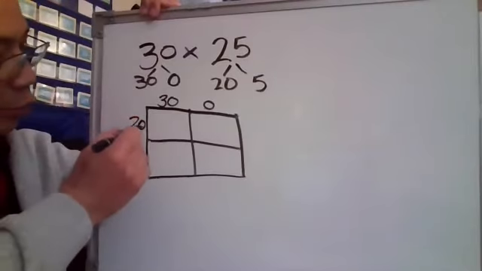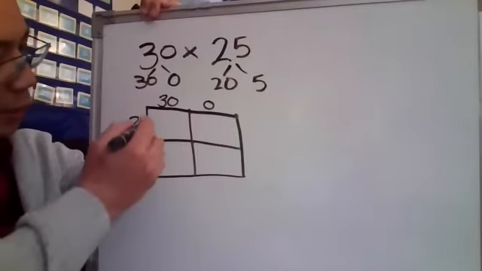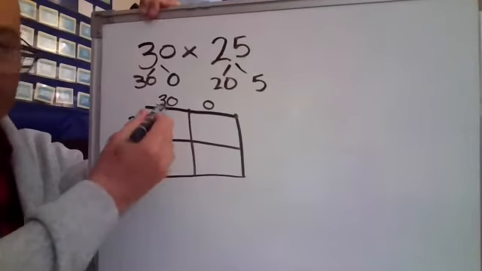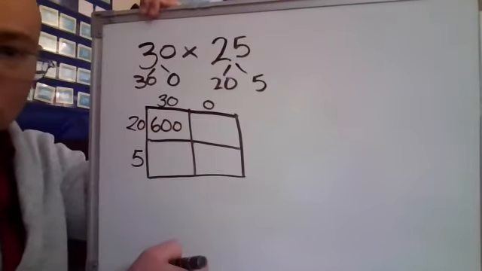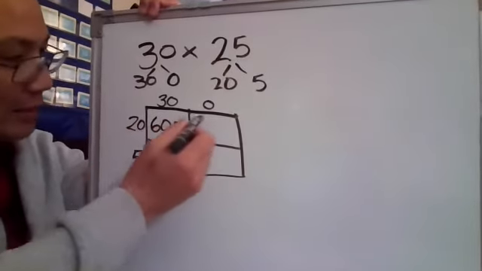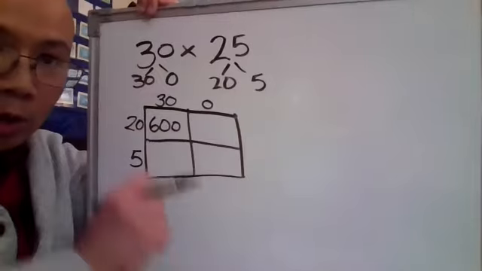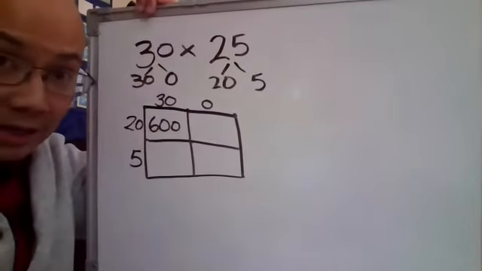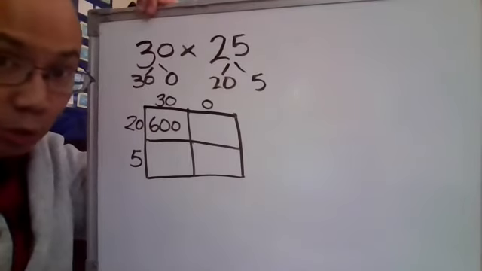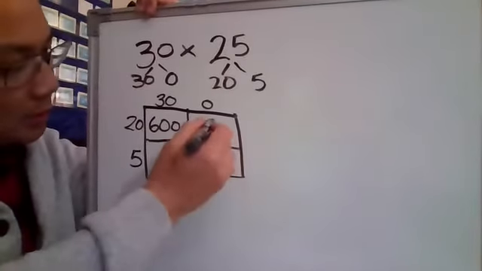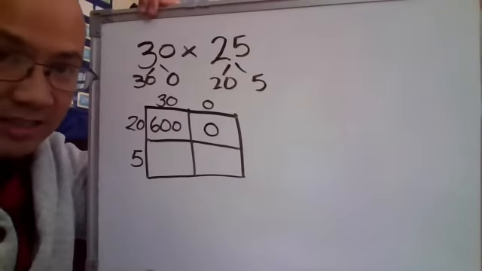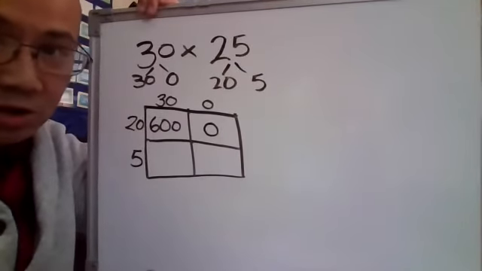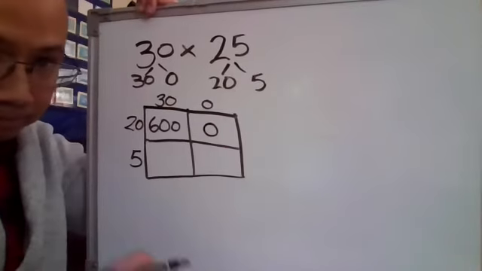Now I can multiply. 20 times 30. 3 times 2 is 6. And I have 2 zeros. Check. Now I have 20 times 0. Well, when you multiply 0 by anything, guess what? You get a 0. 0 times 5 is 0. 0 times 7 is 0, because it means you have 0 groups of something.